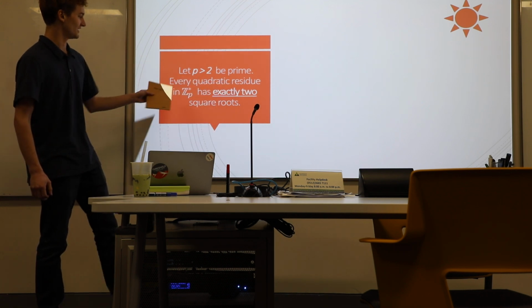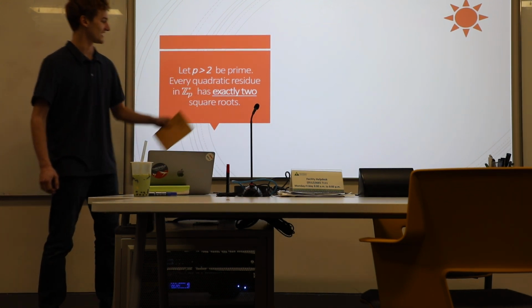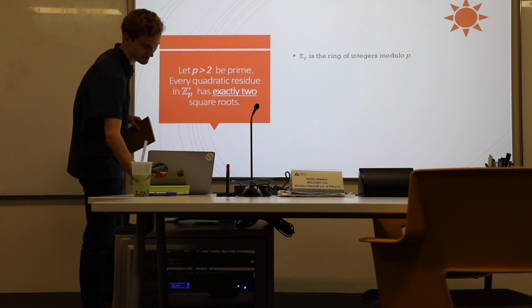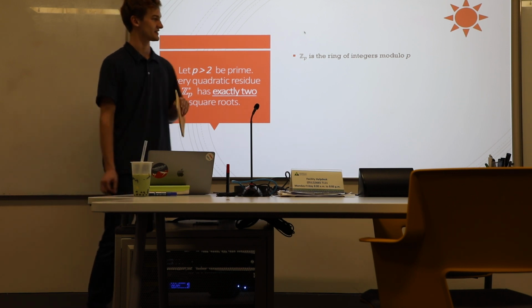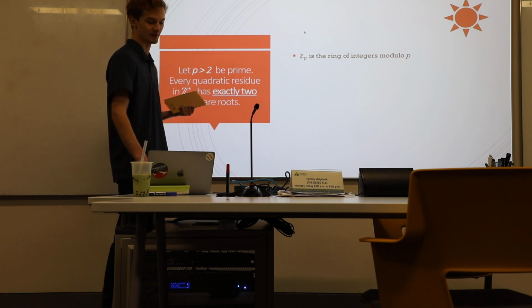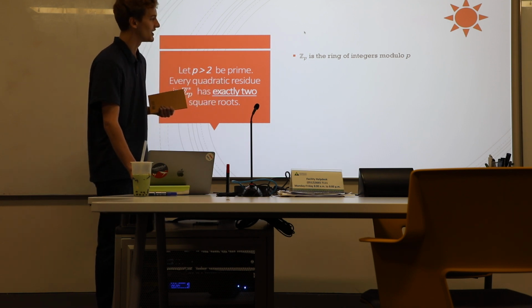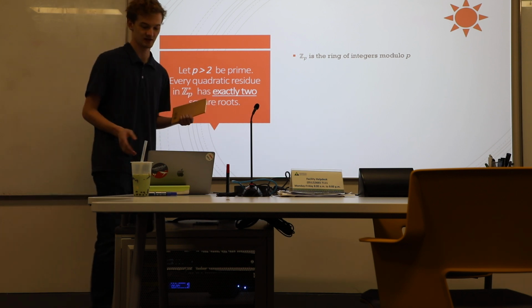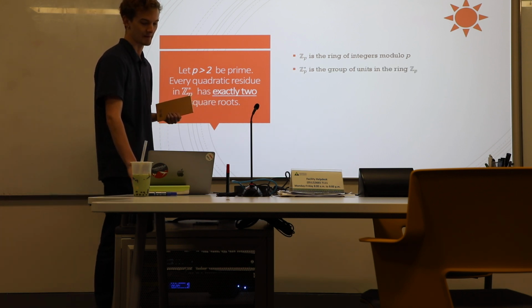Every quadratic residue in this thing has exactly 2 square roots. So first of all, we're going to talk about Z mod p. This is basically the ring of integers modulo p, all the numbers from 0 to p minus 1, just like we saw before.